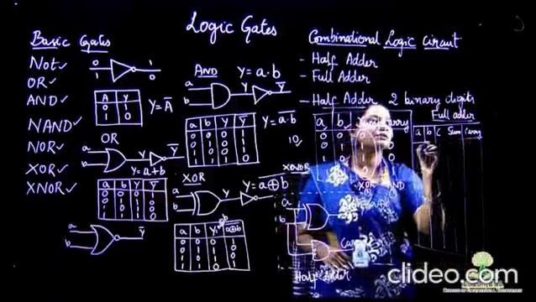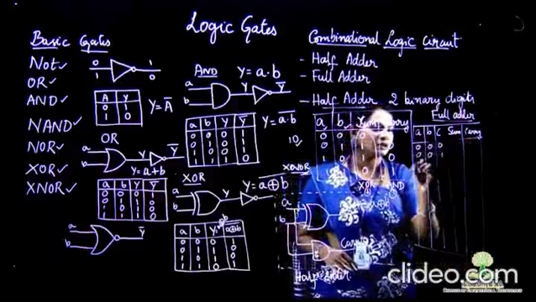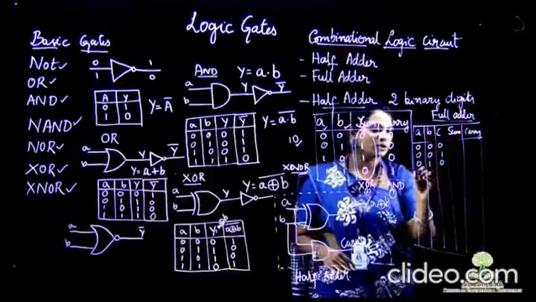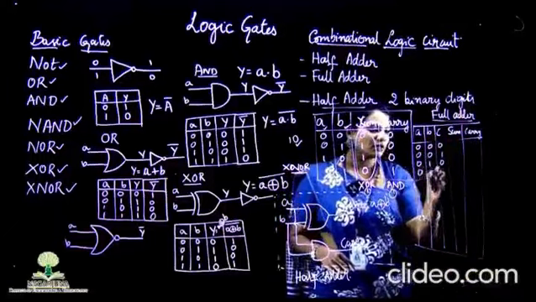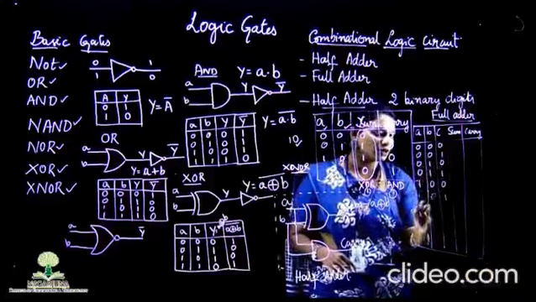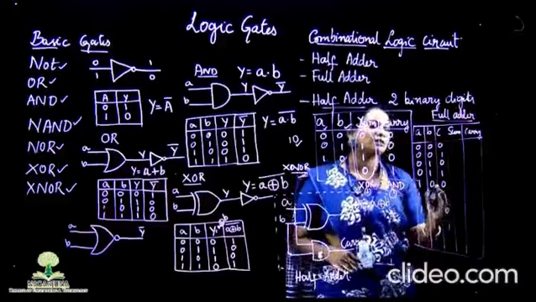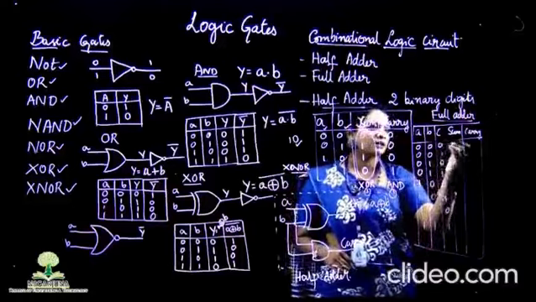What are the probable inputs? 0 0 0, 0 0 1, 0 1 0, 0 1 1, 1 0 0, 1 0 1, 1 1 0 and 1 1 1. These are the possible inputs if there are 3 bits.